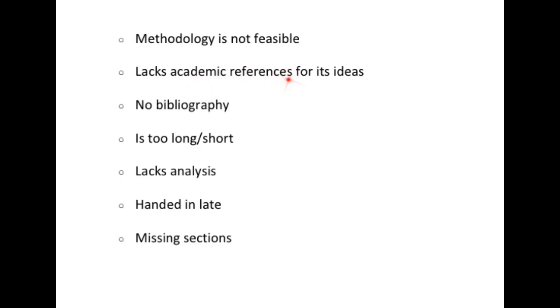You need academic references for your ideas. This is a problem some students have. They reference not only the words, but they miss out the ideas. So whether it's your words you've copied from somewhere else, or you've taken ideas from somewhere else, you need to give the reference and say where the ideas come from. You need a bibliography of all the sources that you've used in your project. So at the end of the project, everything that you've written about should be listed in a bibliography, sometimes called a list of references.